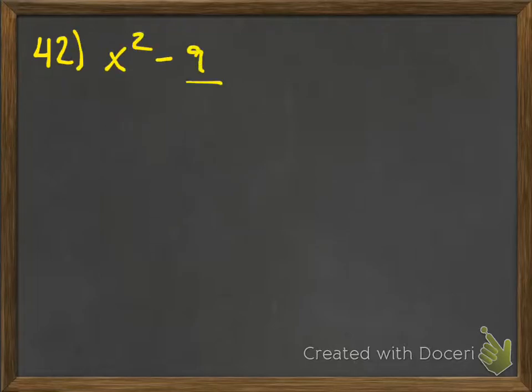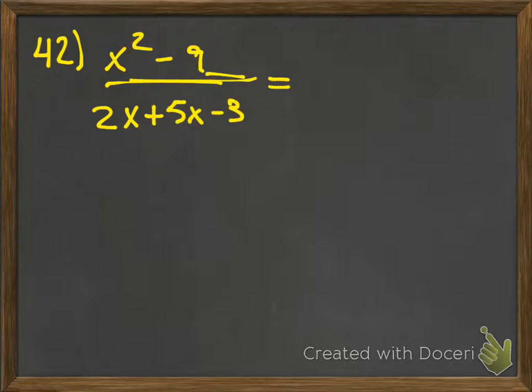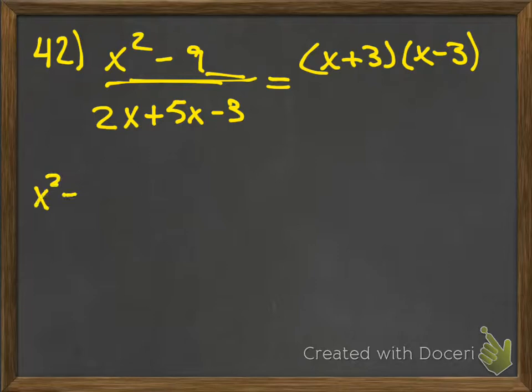42. X squared minus 9 is equal to 2x squared plus 5x minus 3. You want to make sure, and I forgot the x squared, but I'll add it in a minute. Remember this, if you see x squared minus a number, and you can take the square root of that number, the answer is always factored as x plus, x minus that square root. Okay, so that's a formula you might want to write into your formula chart.